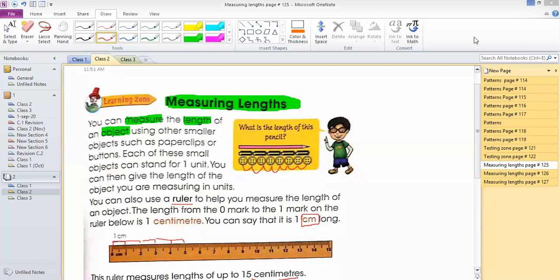Now tell me, I would like to ask one question. If you want to measure your pencil, which objects can you use except a ruler? Which smaller objects can you use to measure the length of the pencil? Please share with me in the chat box. Anyone, if you want to measure your pencil, except a ruler, which smaller objects can you use to measure the length of your pencil?